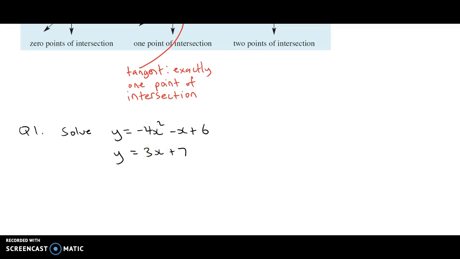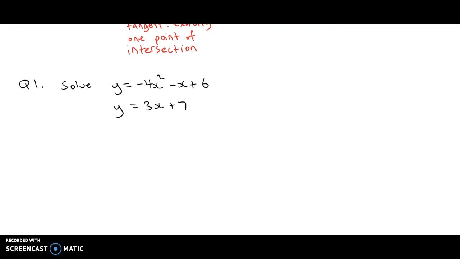If we want to find out where these two graphs intersect, as I said, we solve them simultaneously. So let's substitute y equals 3x plus 7 into our first equation. So we'll get 3x plus 7 equals minus 4x squared minus x plus 6. Now with this, we want to rearrange so that we have an equation equal to 0. And it's often best to make the coefficient of x squared positive, because it can be a little bit easier to factorize.